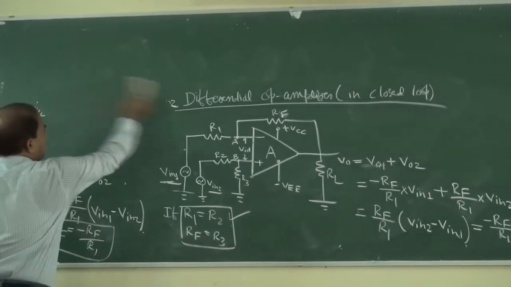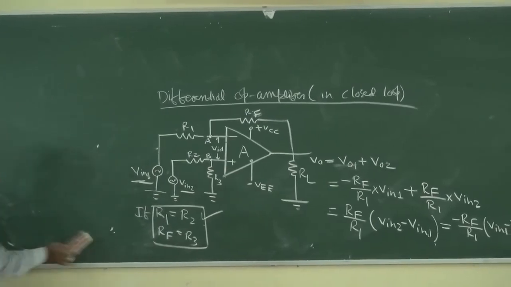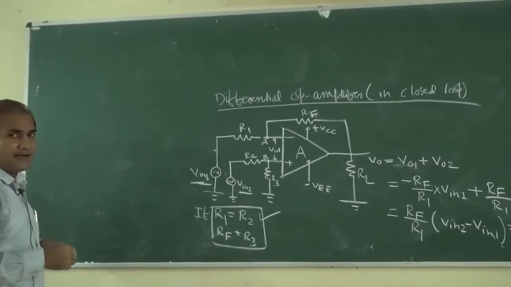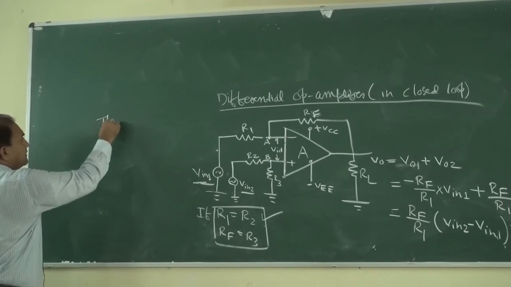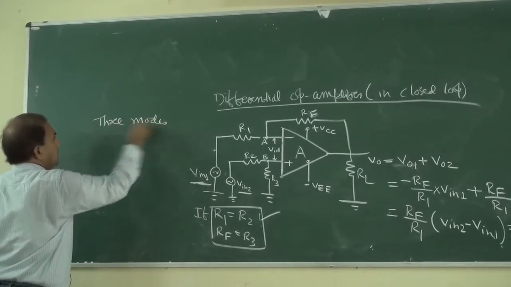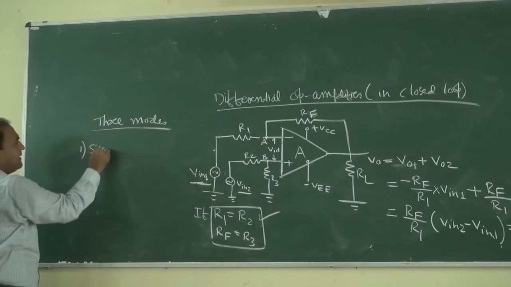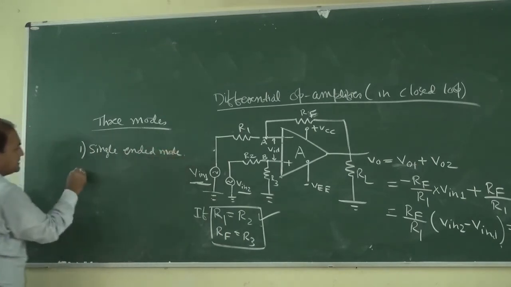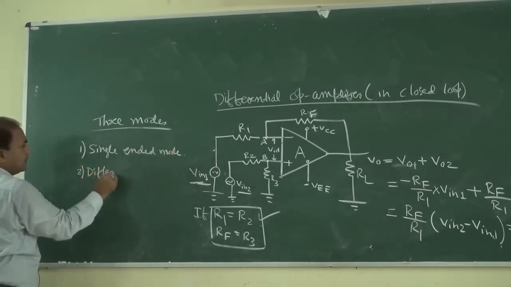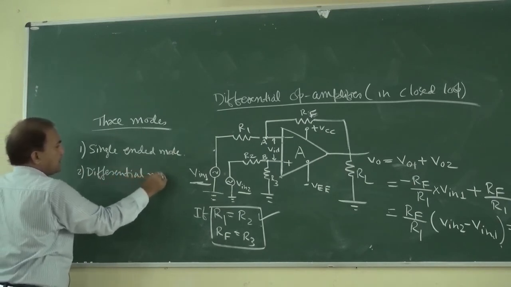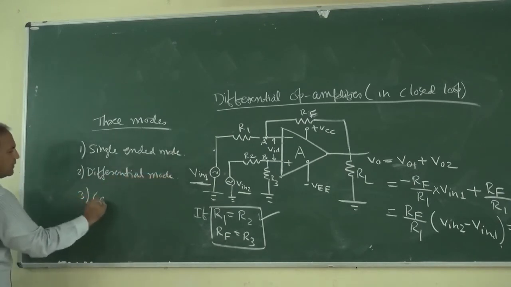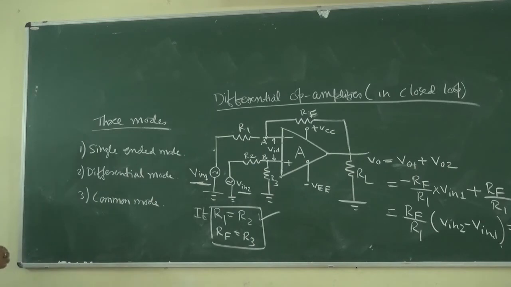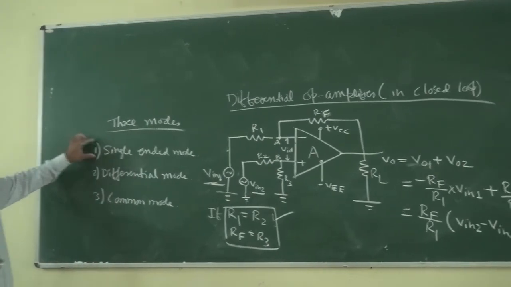Okay, so this differential operational amplifier can be operated in three modes. First one is single-ended mode. Second one is differential mode, and third one is common mode. Okay, common mode.